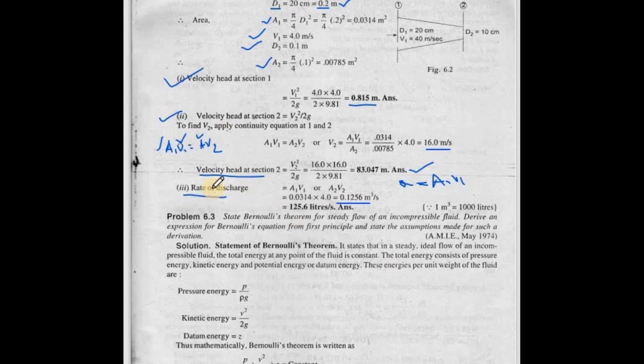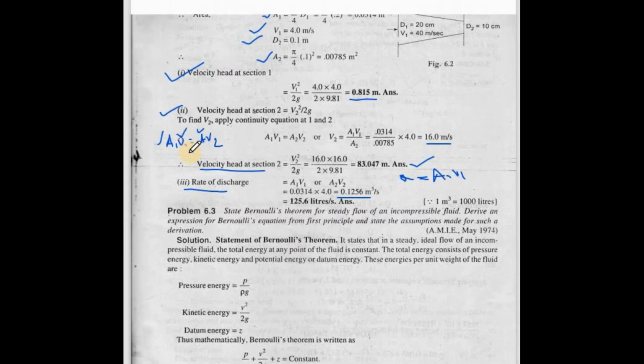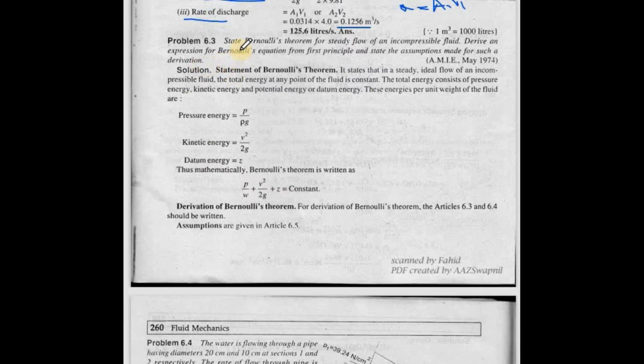Okay, so this is the second numerical. After that, the next question says: state the Bernoulli's theorem of steady flow of incompressible fluid, derive the expression for Bernoulli's equation from the first principle, and state the assumptions made for such a derivation.